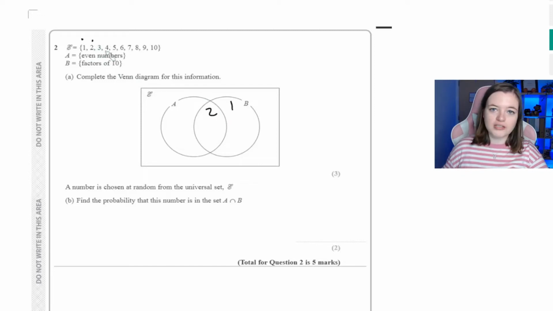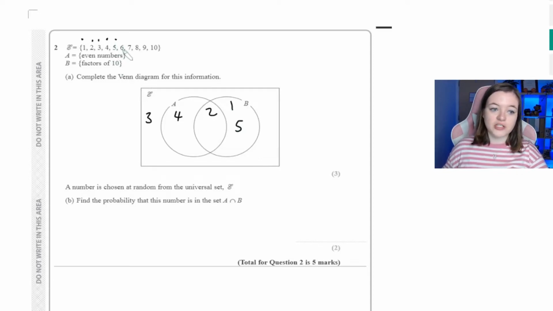3 is odd, and it doesn't go into 10, so I'm going to put that outside. It's not even, nor a factor of 10. Then 4 is even, but it doesn't go into 10, so I'm going to put that in A. Then 5 is odd, but it does go into 10, so that's going to go there.